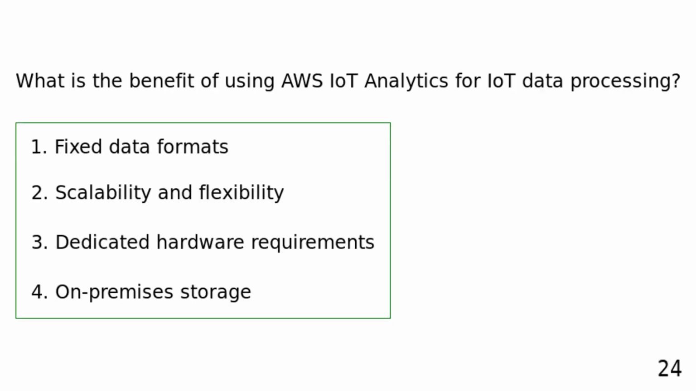What is the benefit of using AWS IoT Analytics for IoT data processing? Fixed data formats. Scalability and flexibility. Dedicated hardware requirements. On-premises storage.